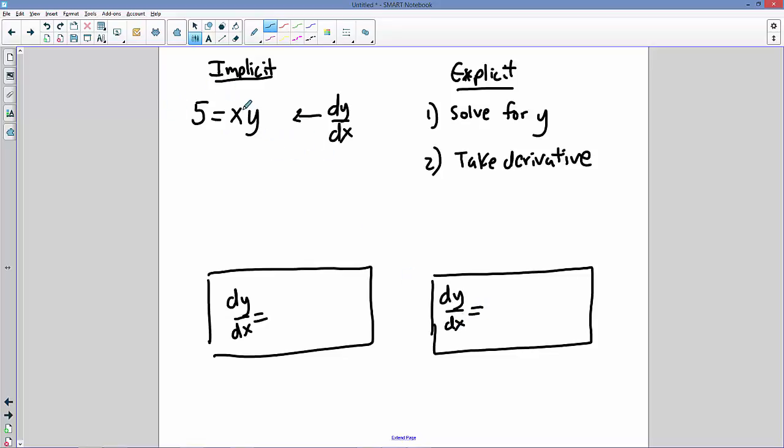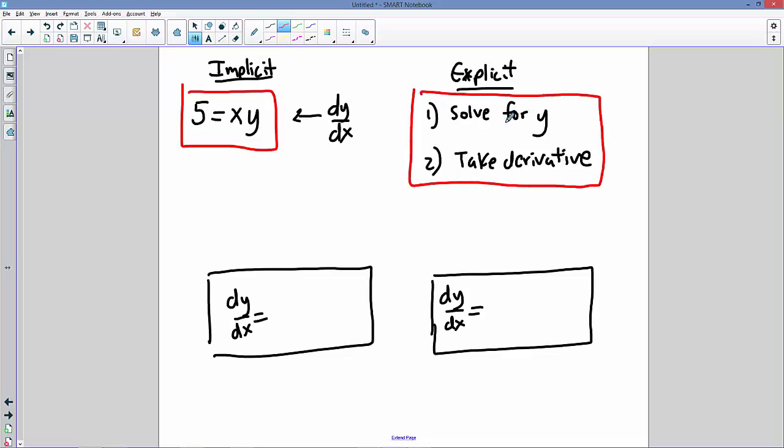So try implicit differentiation here on this guy on the left. And then in this case over here, do it explicitly. So solve for y, get y by itself, take the derivative like you're used to doing, and see if you get the same answer.